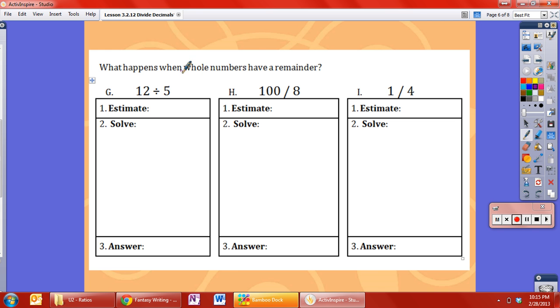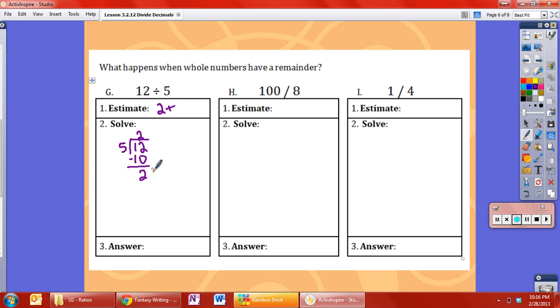Now, what happens to whole numbers when they have a remainder? This is just the same thing we were doing, but now those already had a decimal, and this one we are adding our own decimal. So this is 12 divided by 5, which is going to be more than 2, but less than 3. Well, 5 goes into 12 2 times, which would give me 10, and I get 2 left over. Now, I could say that this is 2 2/5 because I have 2 left over out of the 5 that each group is made out of.